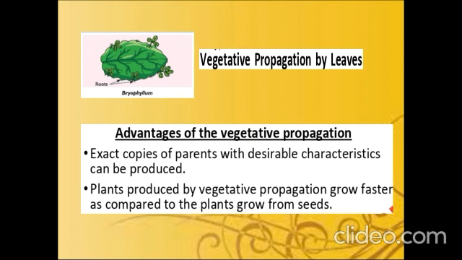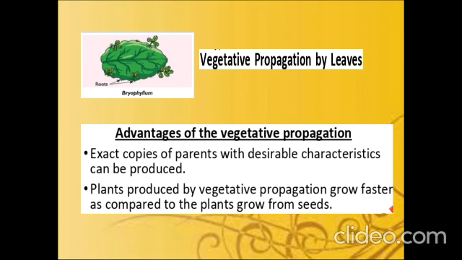Then vegetative propagation by leaves. The leaves of a bryophyllum have tiny roots on the outer edge, and from these it will start to produce a new plant. So this is vegetative propagation by leaves.